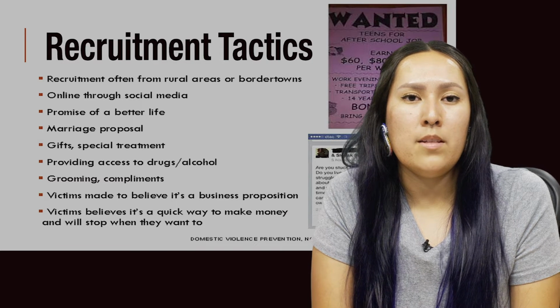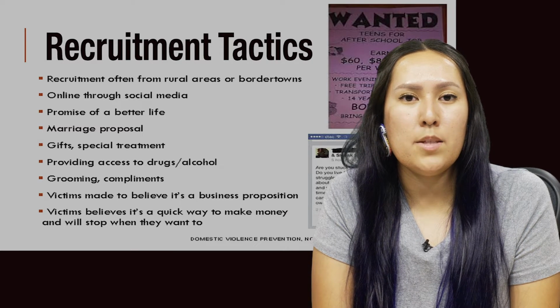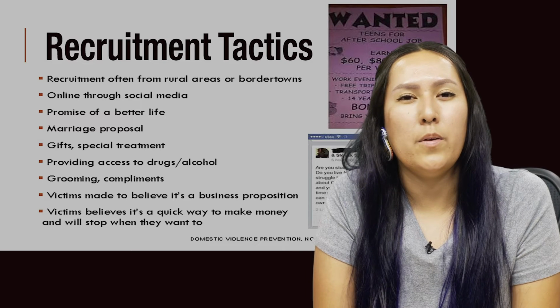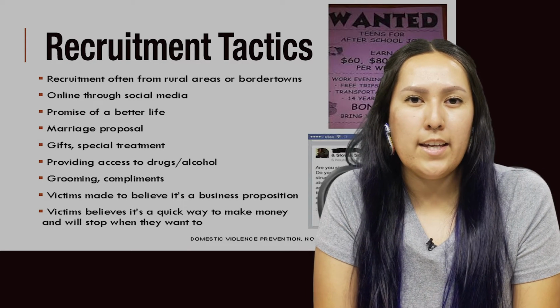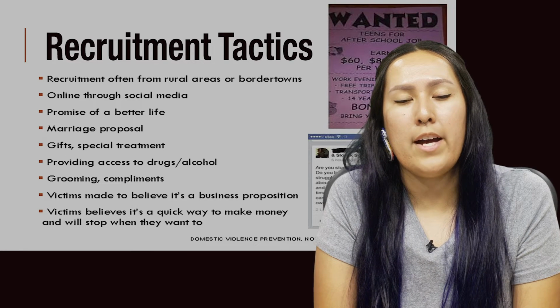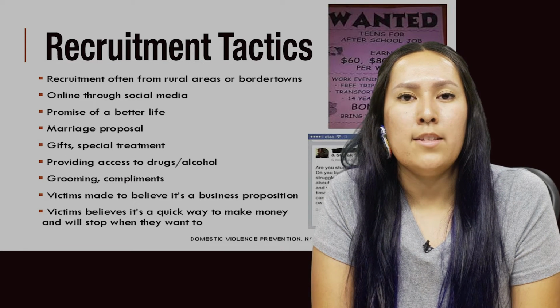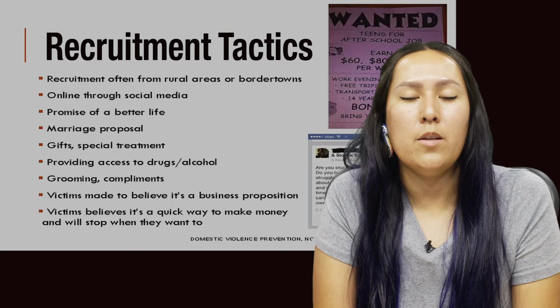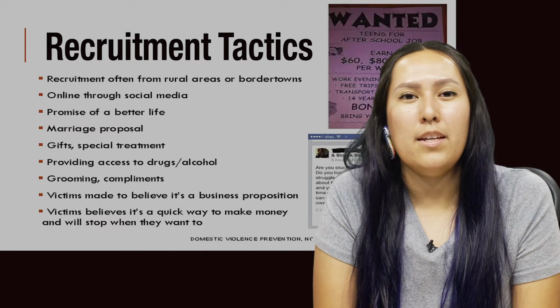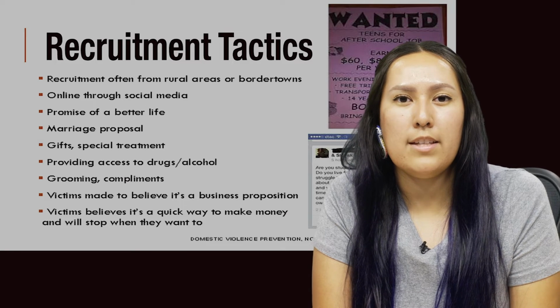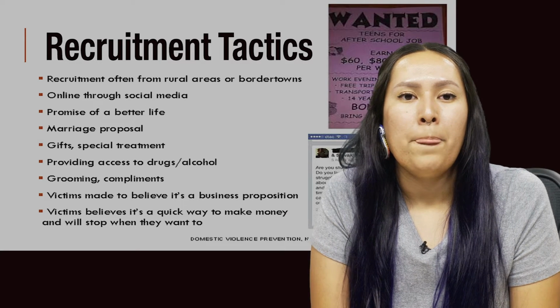Victims are also made to believe that it might be a business proposition, so they might think they're going into a different type of job. Maybe the traffickers are disguising it as a modeling job or an acting job. So they're trying to lure people who are just trying to catch a break and maybe make their way into the modeling scene or the acting scene.